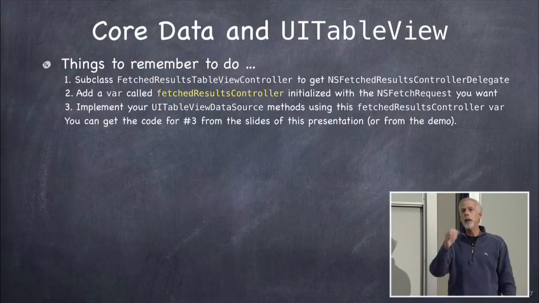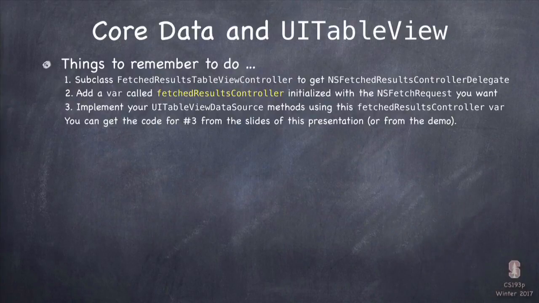All you'll have to do is, inside cellForRowAt indexPath, you'll have the object, the tweet or the Twitter user. You just got to load up your UI.